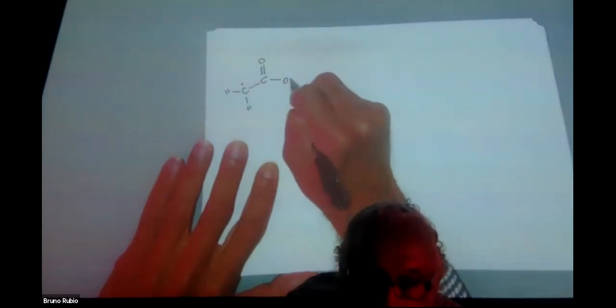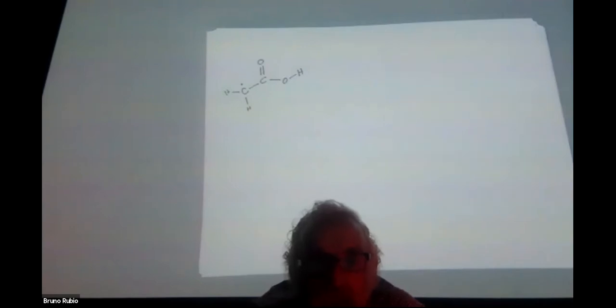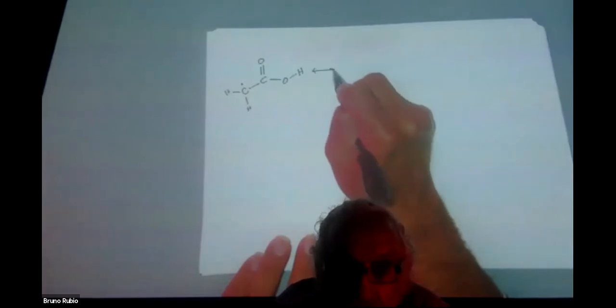Okay, so before time expires, let's just get our feet wet here drawing some resonance structures for radicals. All right, so let's draw some resonance structures for this guy. Now, we can either ignore the dot or we can move the dot around. Let's write a resonance structure where we're ignoring the dot.